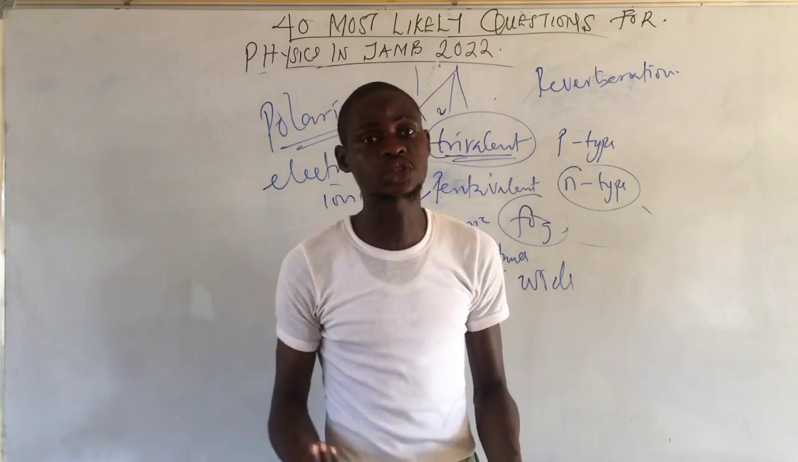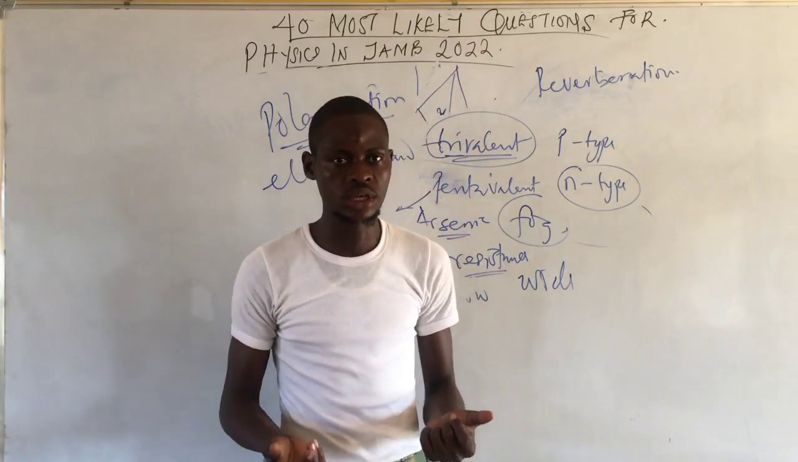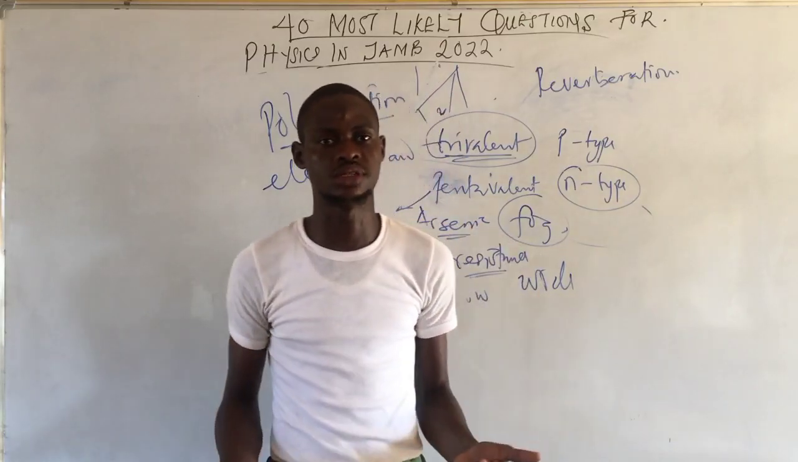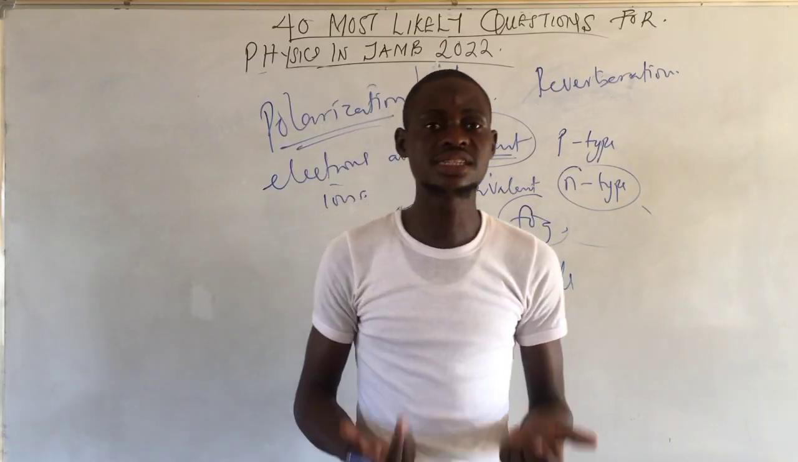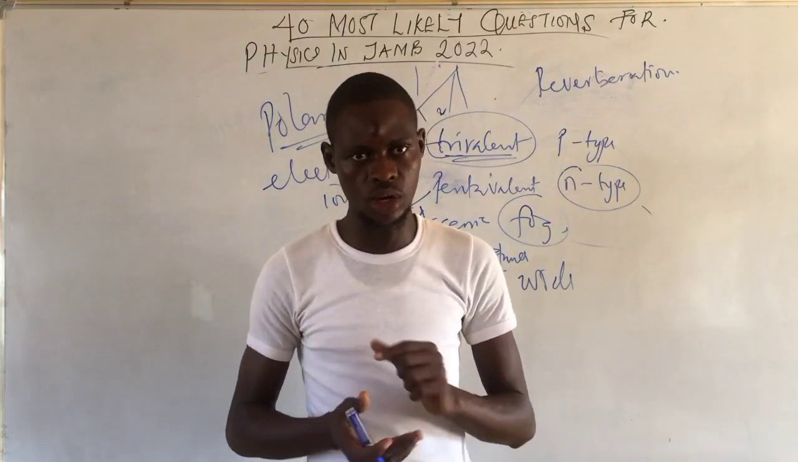Unlike electrolytes, whereby the charge carrier is ordinary ions. In metals, the charge carriers are what? Electrons. In semiconductors, the charge carriers are holes and electrons. Hope you understand what I'm saying here.